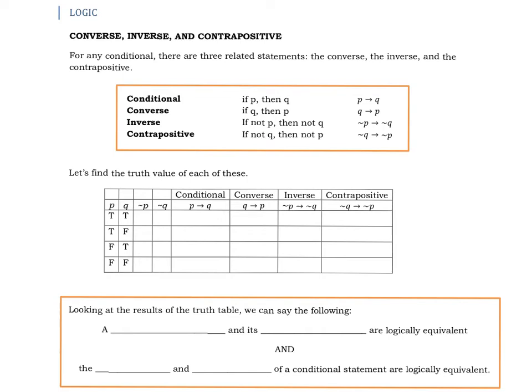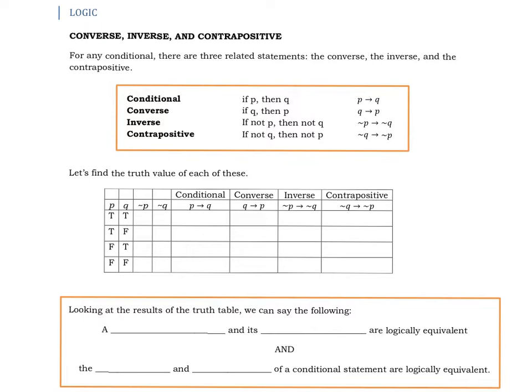All right, for every conditional statement, if P then Q, there are three statements that are related to that one. They are called the converse, the inverse, and the contrapositive, okay? What I want you to realize as you go through, for the conditional, if you have if P then Q, the converse switches the P and the Q around. In other words, it switches the if and the then part.